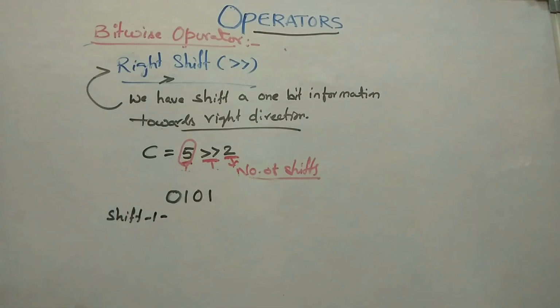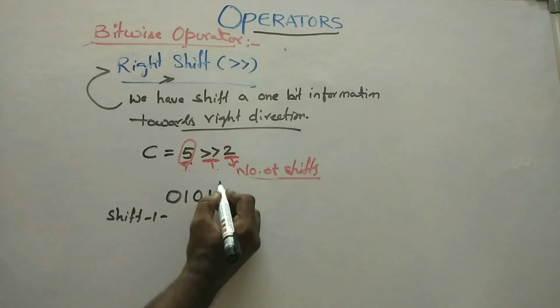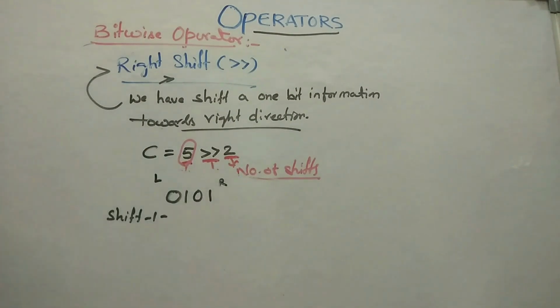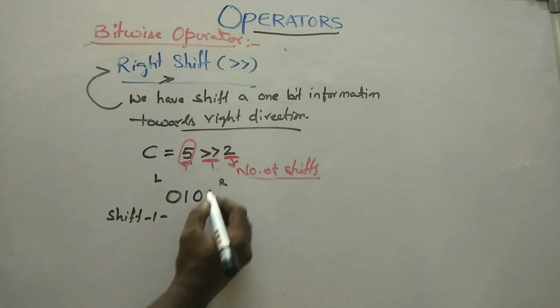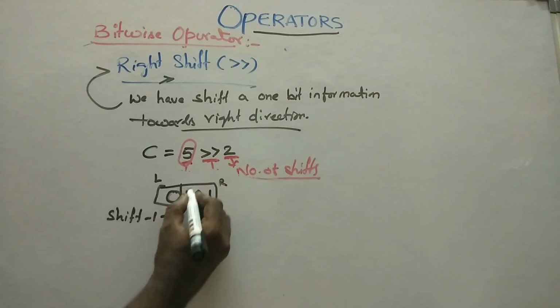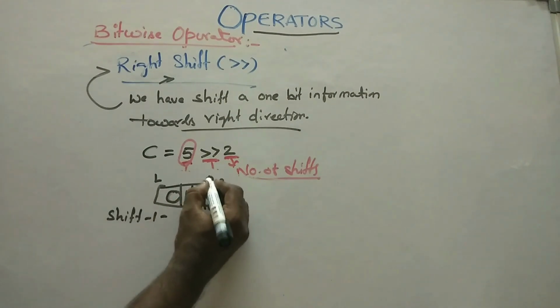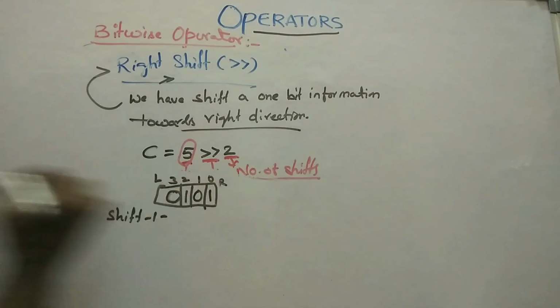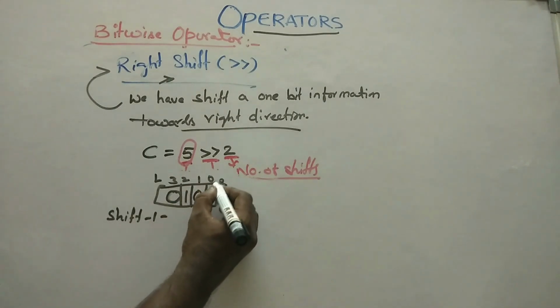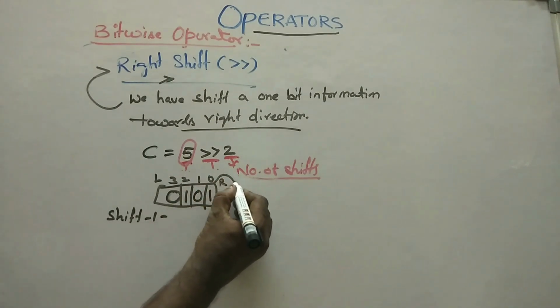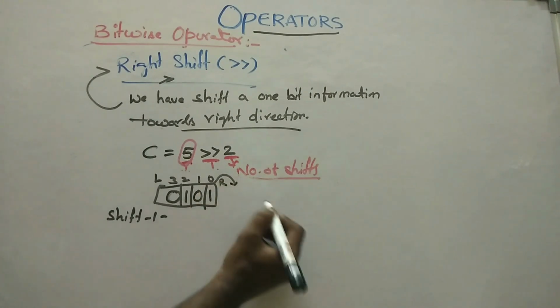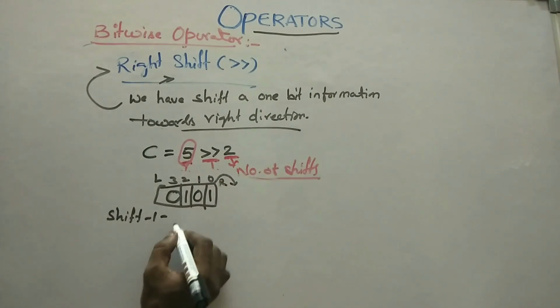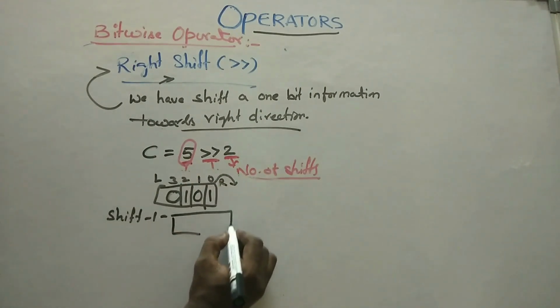What is meant by shift 1? In which direction do I want to shift? I want to shift towards the right direction. Suppose this is the right direction, this is the left direction. Now I want to move; this is the bit position, suppose 0, 1, 2, that is the position you have to represent. Now the 0th bit, whenever you move towards the right direction, comes to the outside.